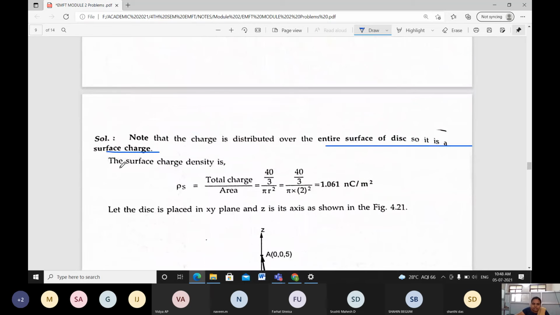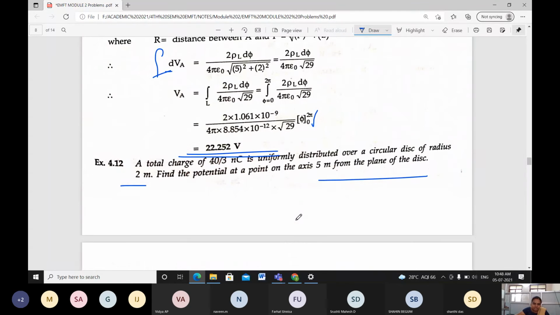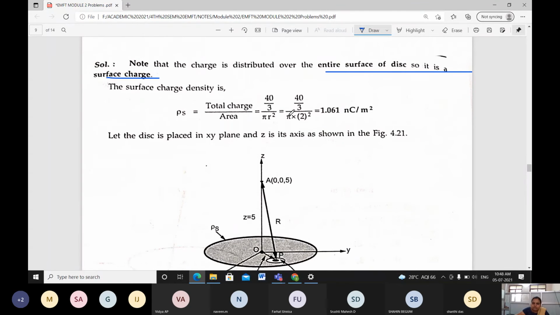Then what is the surface charge density? Rho s is the total charge divided by area, that is 40 by 3 divided by pi r square, which is 40 divided by 3 divided by 4 pi, with r square the same here. Almost all the data given is the same, but it is a surface integration. Here it is 2 square, so it will be 1.061 nanocoulombs per meter square.